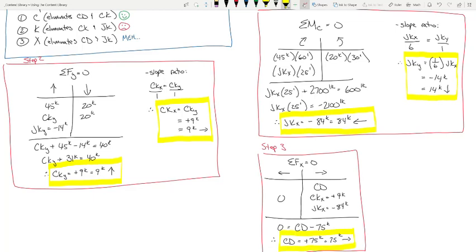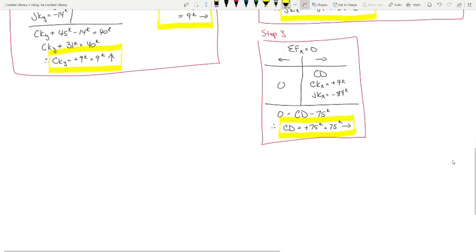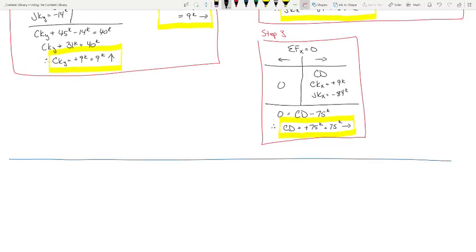So help me out. Remember, CD is going to be experiencing tension or compression? Tension. Because we assumed tension for all of our members, we got a positive answer. So this one's in tension, this one's in tension, and this one's in compression. Okay, so to summarize the problem, all we got to do, just do this down here. So summary.